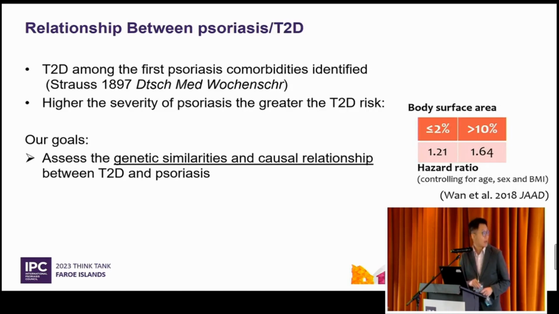As described, type 2 diabetes is among the first psoriasis comorbidities. Previous data show that a more severe form of psoriasis has a greater risk of type 2 diabetes. Our goal is to compare what we have from psoriasis against what has been described in type 2 diabetes to identify shared genetics and a potential causal relationship.